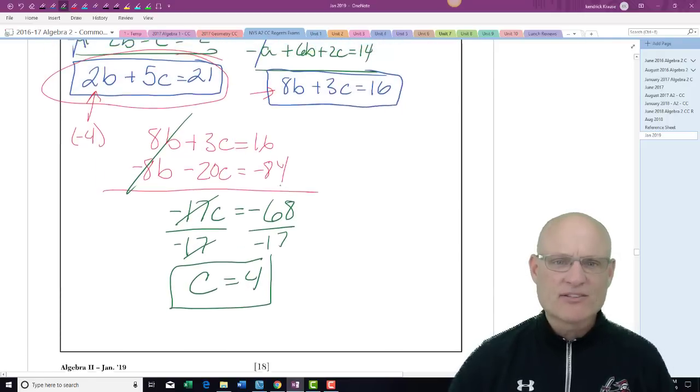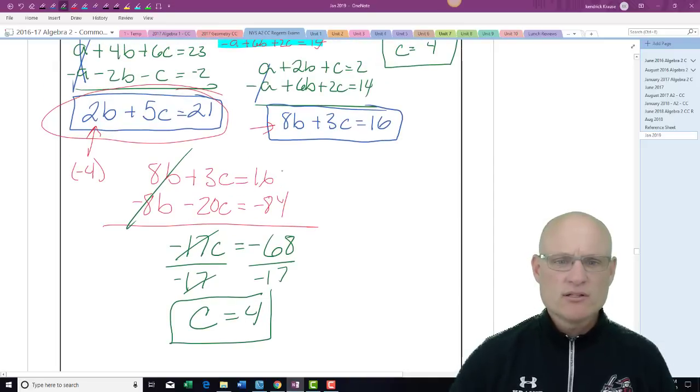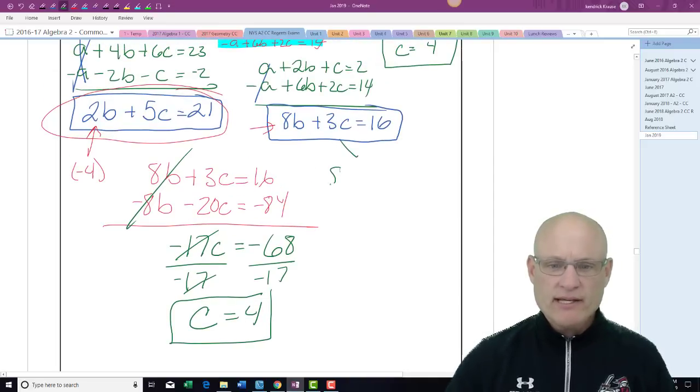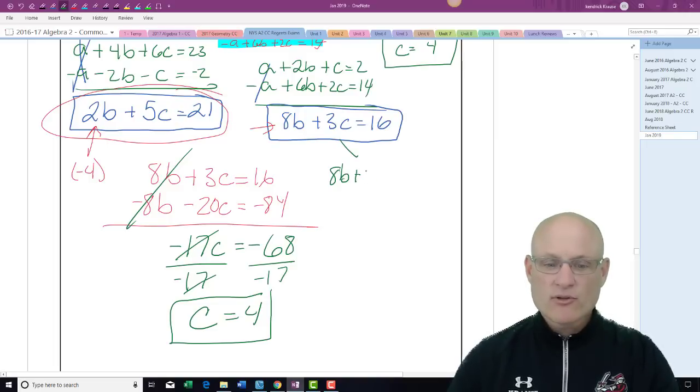Now I'm going to take the positive of one of these two. It doesn't matter, just use this one. 8B plus 3 times 4 equals 16. This is 12, so I'll just subtract 12. And so I get 8B equals 4. Divide by 8, and I get B equals 1/2.